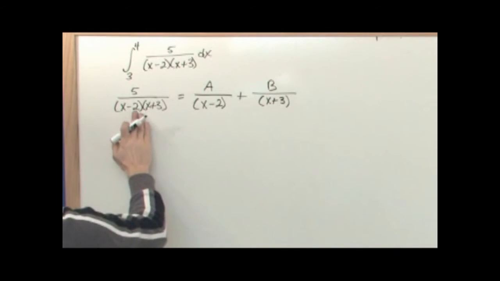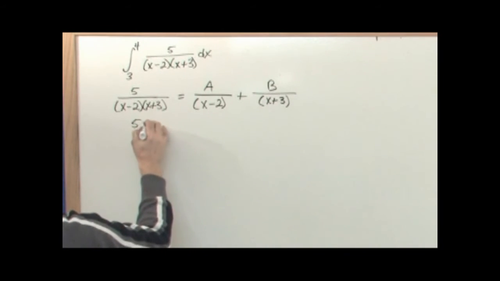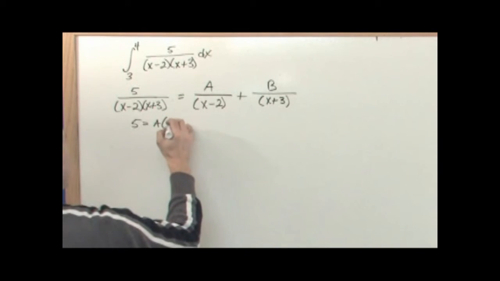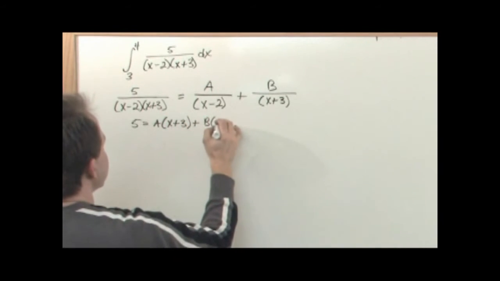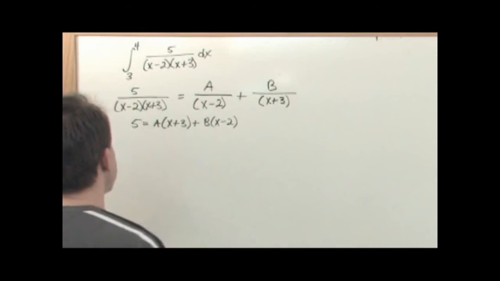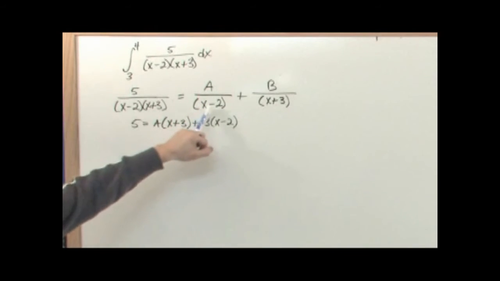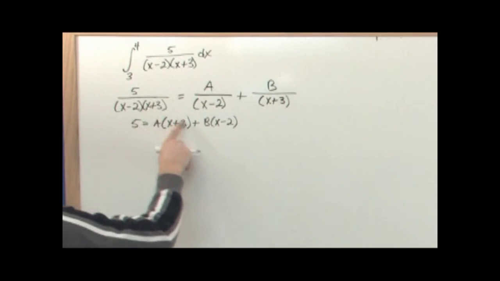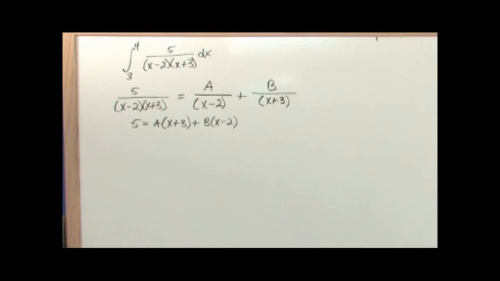So multiplying both sides by the entire denominator here, I'm going to have 5 is equal to a times (x plus 3) plus b times (x minus 2). Make sure you understand that. Multiplying by the whole bottom, this thing cancels on the bottom here. On the a, the x minus 2 cancels, leaving me with x plus 3. And on the b, the x plus 3 cancels, leaving me with x minus 2.